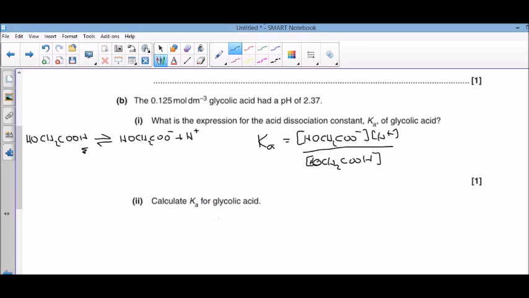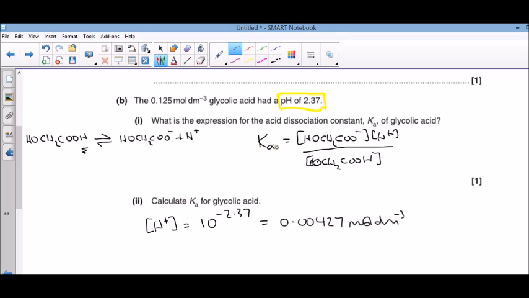So immediately when reading this question, you should be seeing the 0.125 moles per decimeter cubed glycolic acid has a pH of 2.37. So that should really trigger you into doing 10 to the minus pH. So we're going to calculate the concentration of H plus by doing 10 to the minus 2.37, and that gives us an H plus concentration of 0.00427 moles per decimeter cubed. Okay.